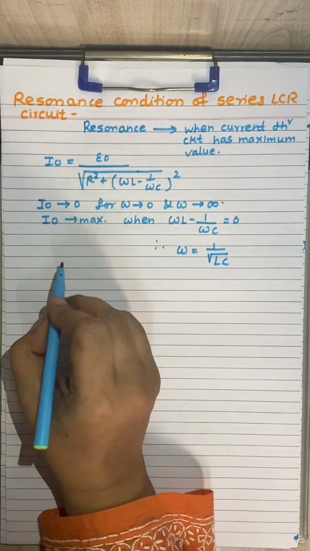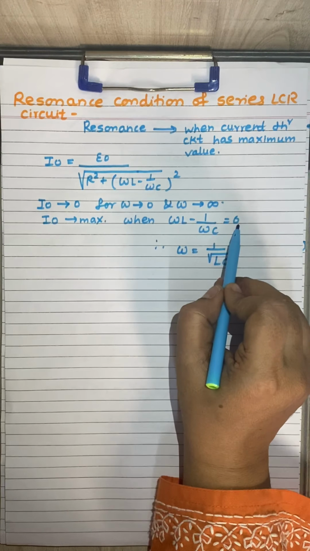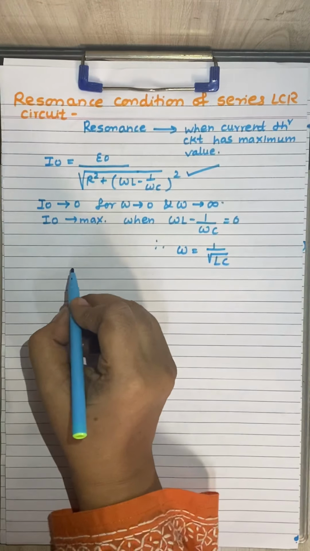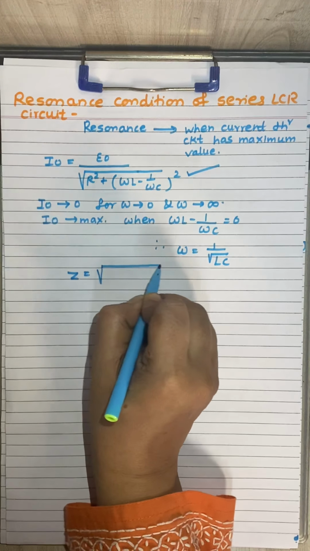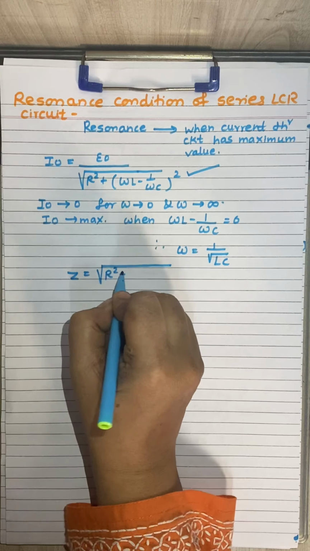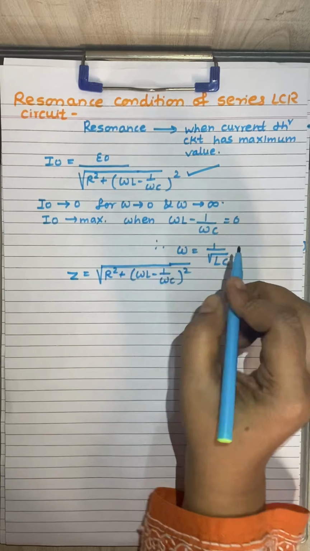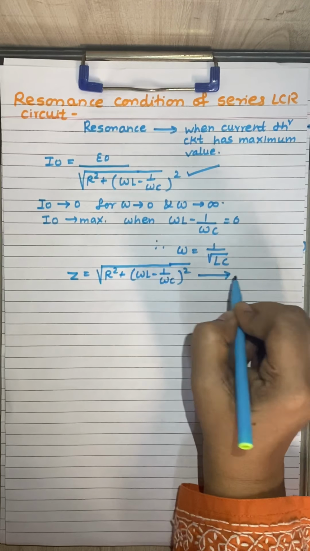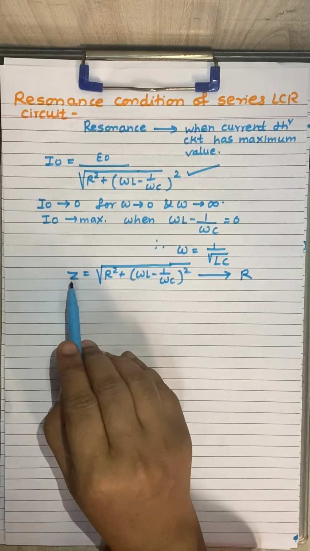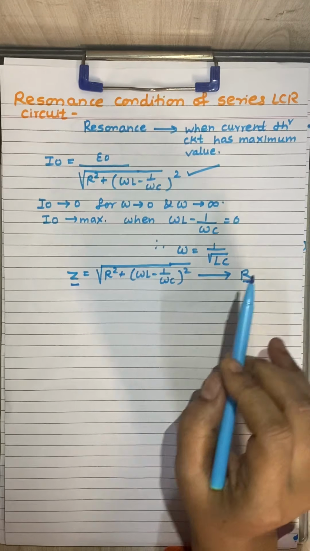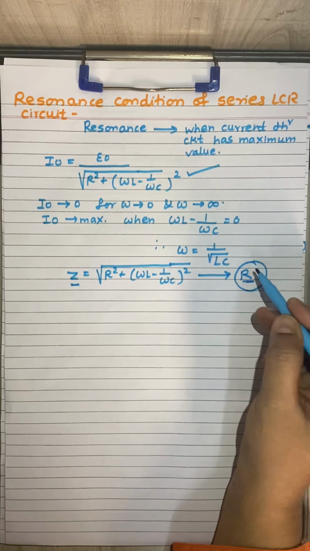If omega L minus 1 upon omega C is 0, what will happen to the impedance equation? Z is equal to under root of R square plus (omega L minus 1 upon omega C) whole square. This equation now changes to Z equal to R. Now you can see that the impedance becomes minimum, and when the impedance becomes minimum, the circuit is purely resistive.